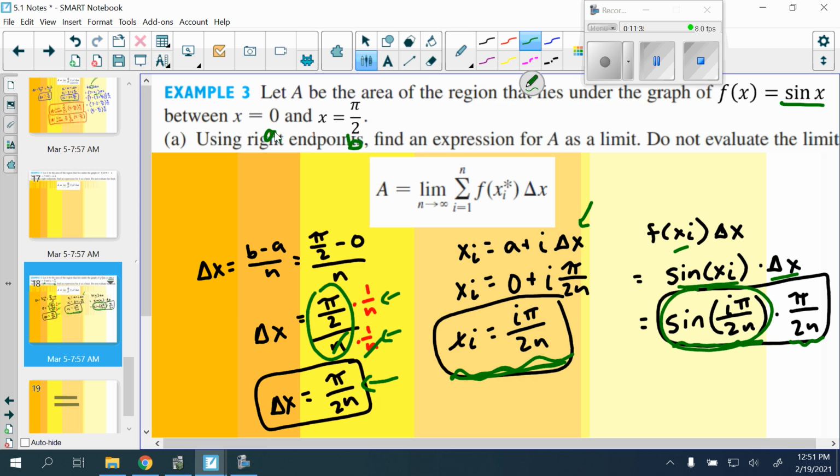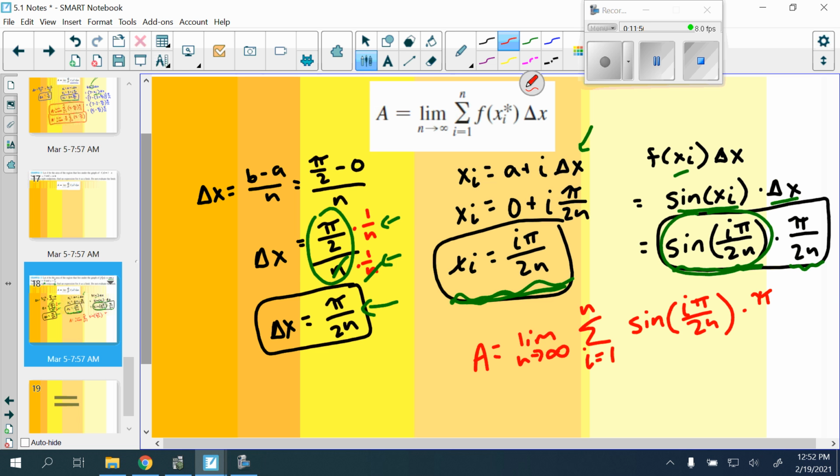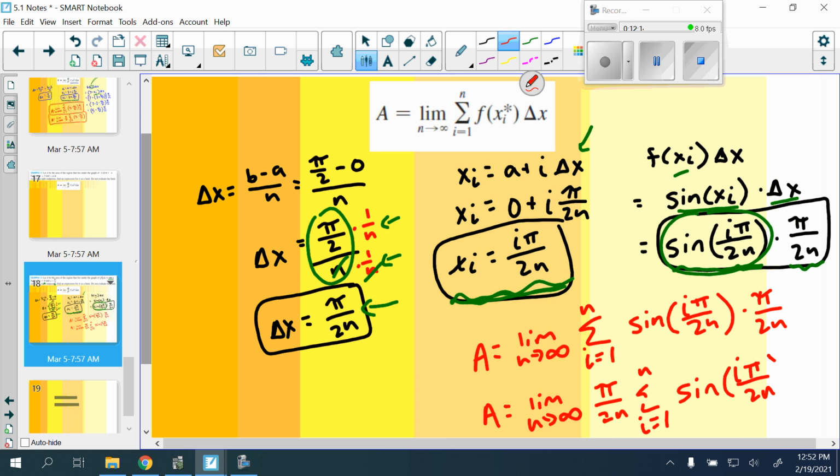All right, last thing then, you'd want to write this out as our area. So our area would be the limit as n goes to infinity of our sigma from 1 to n of the stuff we just found, sine of I pi over 2n times this. And again, another acceptable way would be to write it as pi over 2n times our sigma of sine of I pi over 2n. So either one of those would be acceptable here.